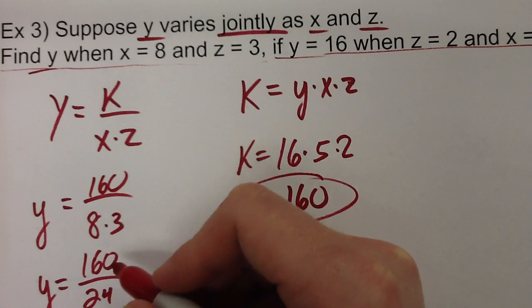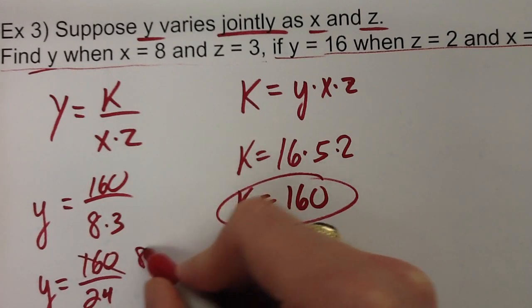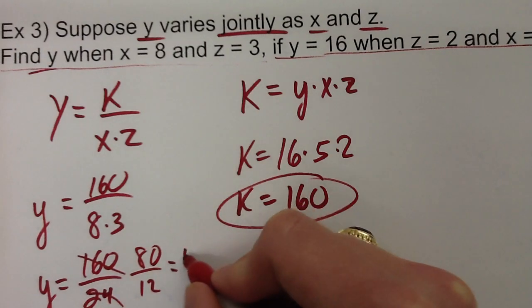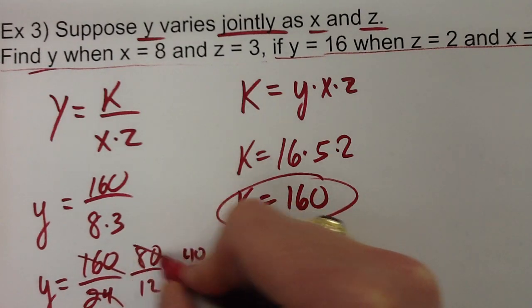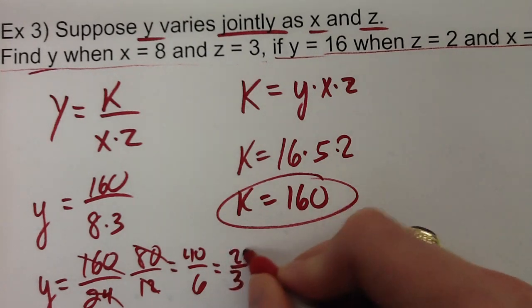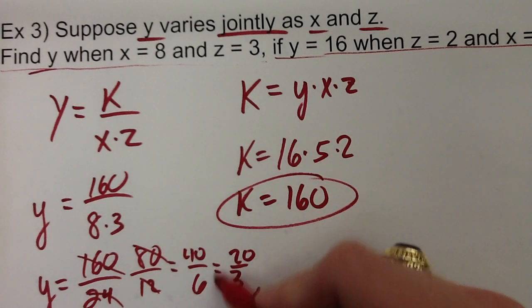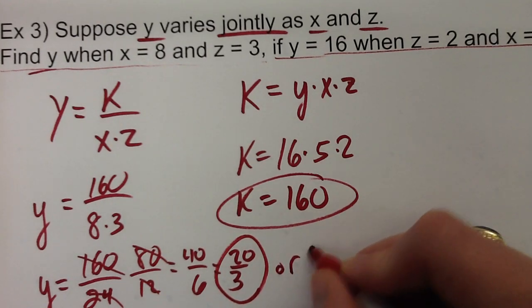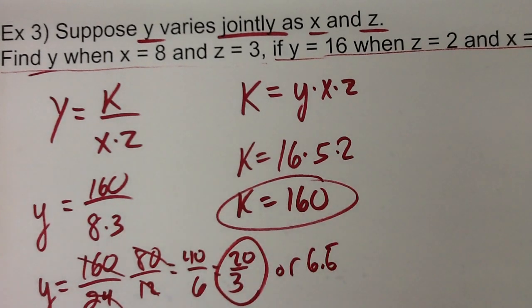Okay, so y is 160 over 24, and I could reach for the calculator at this point, but let's practice a little bit of our factoring. We know they're both even, so we can divide them by 2. That's 80 over 12, still even. That's 40 over 6, and still even, so 20 over 3. I think that's as far as I can take it. 20 over 3, or as a decimal, that'd be 6.6 repeated.